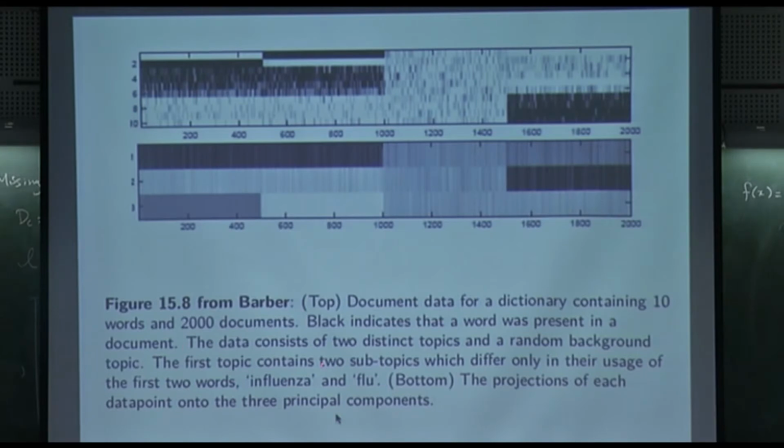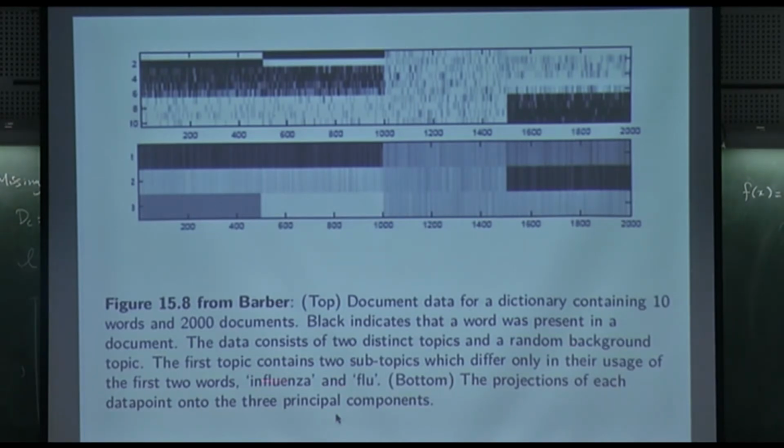The first topic contains two subtopics. So what they have done is, over here, you did LSA to this document and you ended up getting 3 topics, 1, 2 and 3. For each of the documents, the level of this grayness tells you how important that topic is for that particular document. The first topic contains 2 subtopics which differ only in the usage of the word influenza and flu.